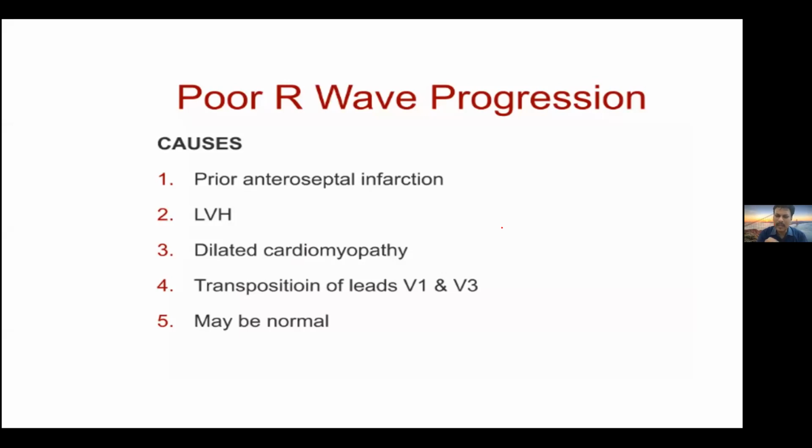Sometimes it may happen in isolated left anterior fascicular block. It may happen as a normal phenomenon. In left ventricular hypertrophy without any pathology, it may happen. With left axis deviation, it may happen in a left ventricular hypertrophy. So the rest will all be abnormal. Try and find the abnormality.